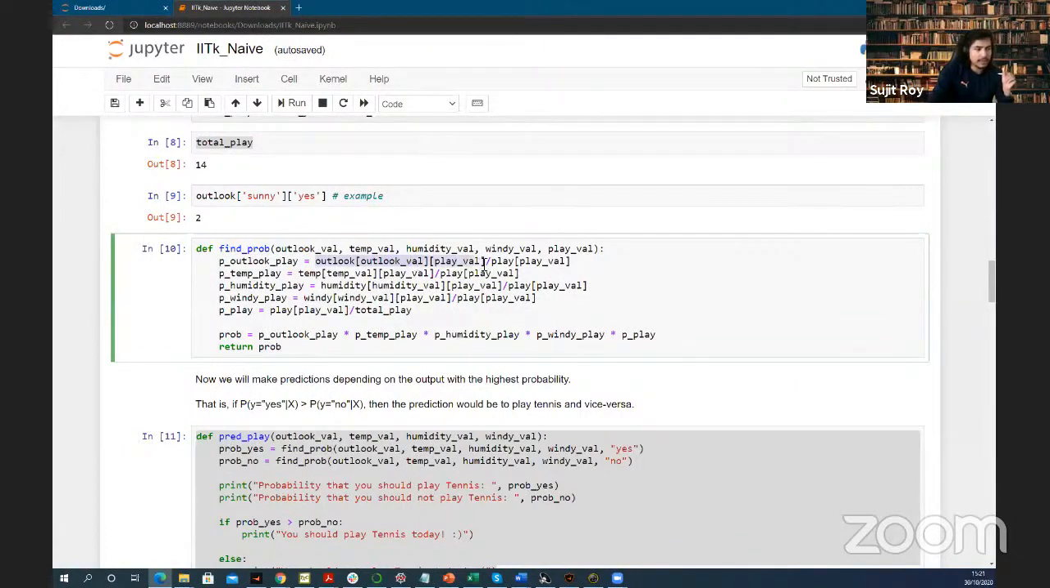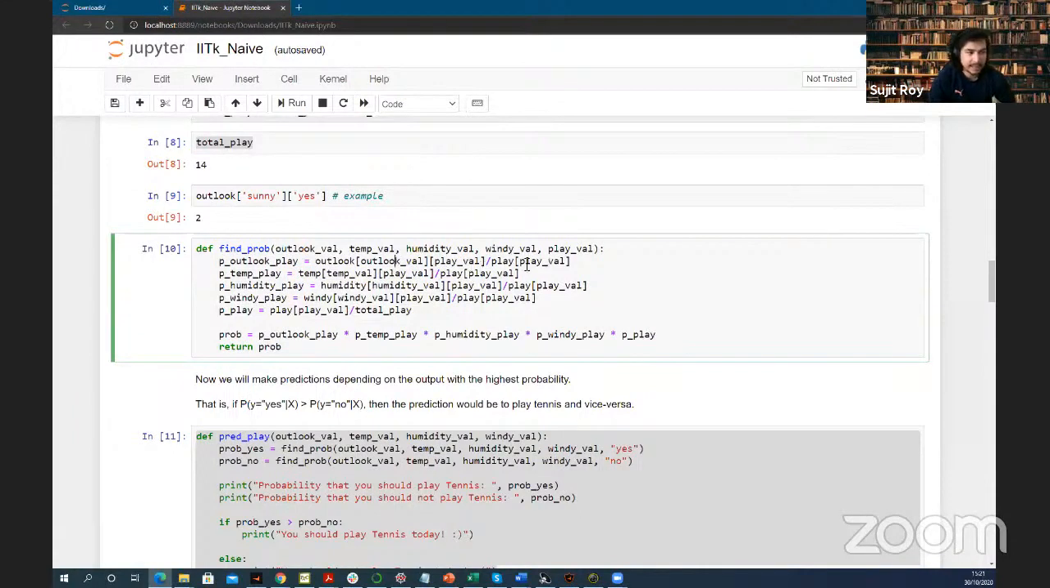Because outlook value and play value will be equivalent to, now play value is yes, we have selected that we want to see the priority for playing yes. So how many values do we have? We have only 3 values. Sorry, 2 values where it was yes. So we get an output 2 here.